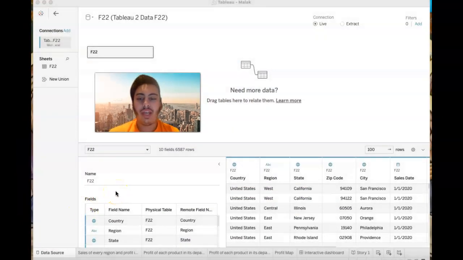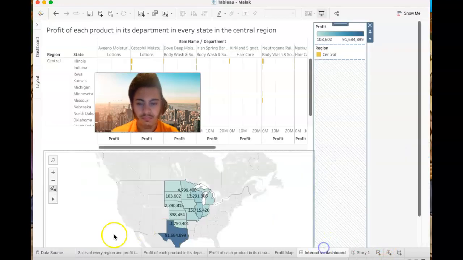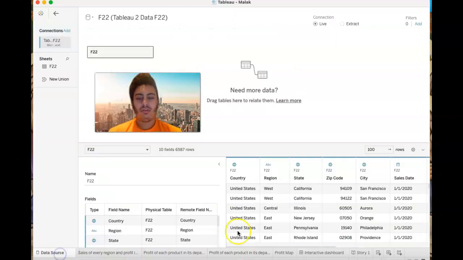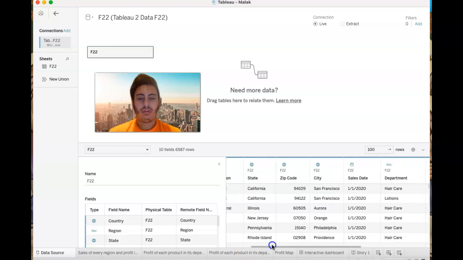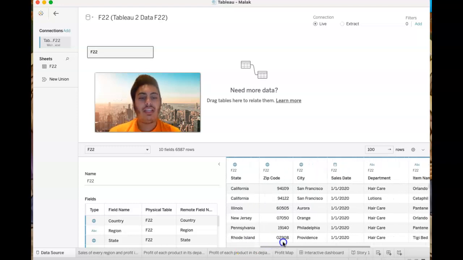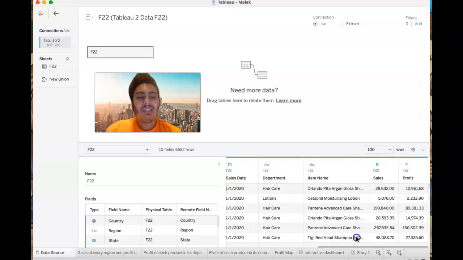So the first thing we're going to look at is the data. We can see here we have a lot of columns. We have country, region, state, zip code, city, sales, department, item, sales date, sales, and profit.